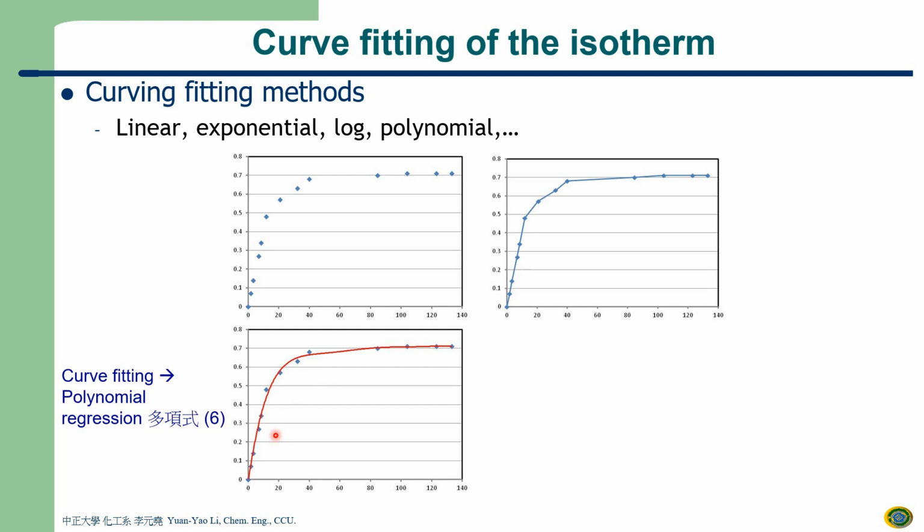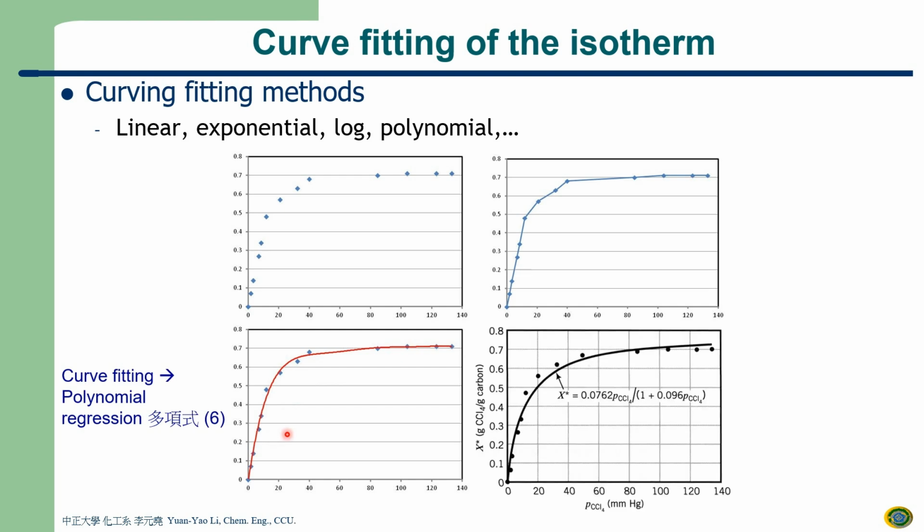Okay. However, we have another one called the Langmuir isotherm. The Langmuir isotherm is a very well-known equation that uses a mathematical model to represent isotherms. Okay, so this is how this curve represents the Langmuir isotherm.